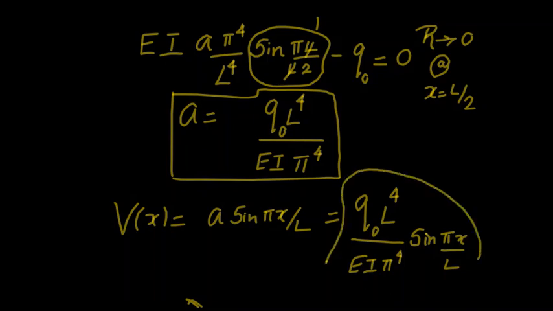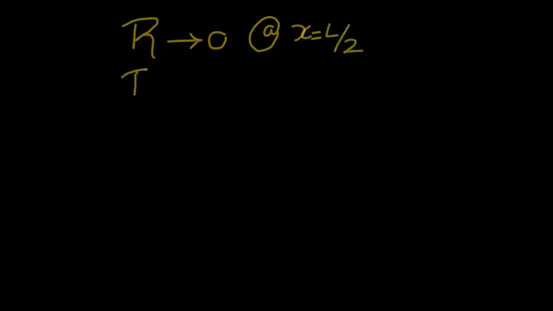So this is the solution. Now if you ask me how accurate this solution is, the accuracy is not going to be that great. Let me tell you the reason why. The reason is you are making the residual, which is analogous to error, 0. You made the error 0 at x is equal to L over 2. You can also make the residual 0 at x is equal to L over 3.